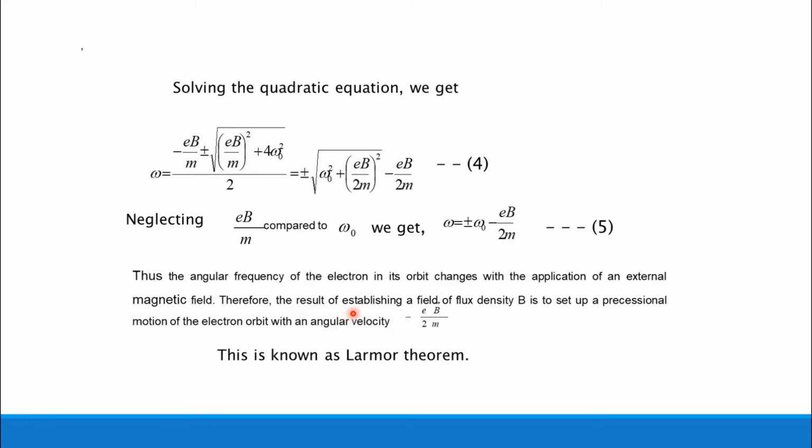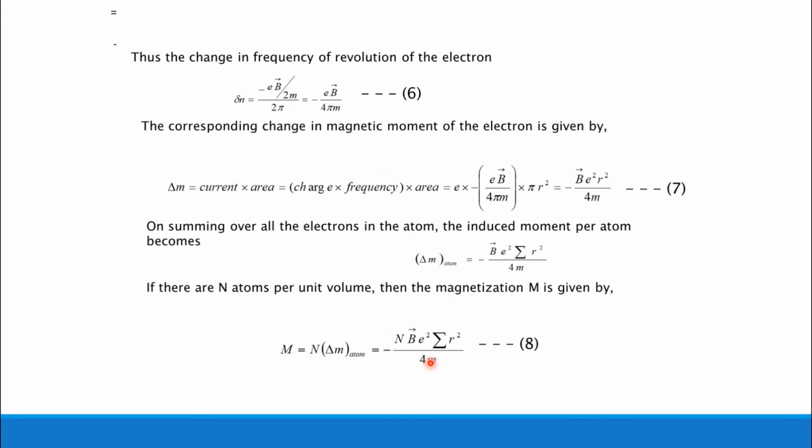Therefore the result of establishing a field of flux density B is to set up a precessional motion of the electron orbit with an angular velocity e B divided by 2m. This is known as Larmor theorem. Thus the change in frequency of revolution of the electron is given by the change in frequency. In terms of frequency, it is minus e B divided by 2m divided by 2 pi. This happens to be minus e B divided by 4 pi m, equation number 6.